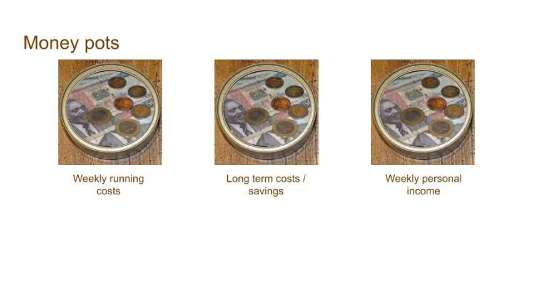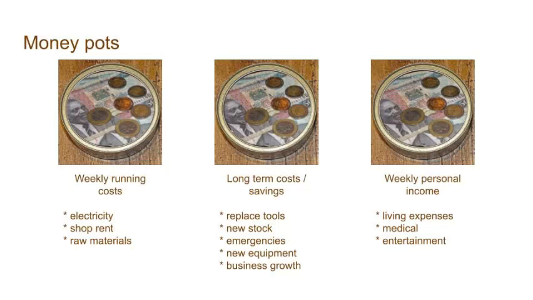So let's think about these things in a little bit more detail and start to think about what our money pots would be for. So thinking about our weekly running costs, the running costs are going to be different depending on each business. But typically they would be things like electricity, you might have a shop to rent, you might have raw materials to buy on a weekly basis. So these are things that you have to pay out every week just to keep the business running.